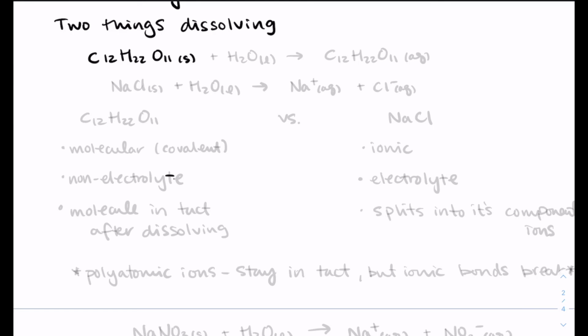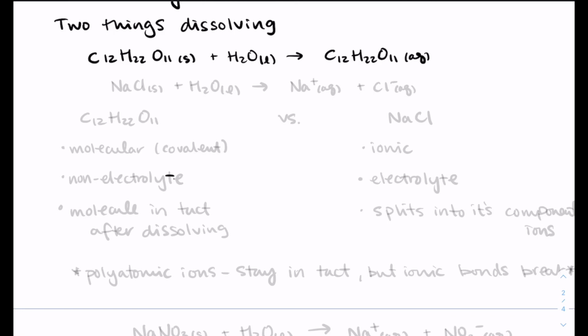So I'm going to take two things and dissolve them in water. The first one is sugar, C12H22O11. If I take that as a solid, I add it to water. The result is that I have sugar dissolved in water. And I've just written this as C12H22O11 with an aqueous on it.